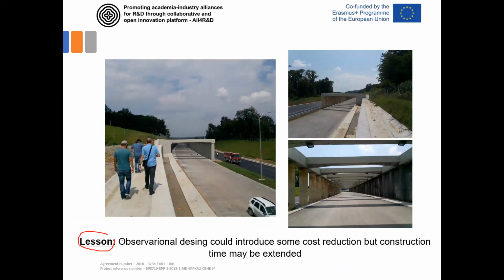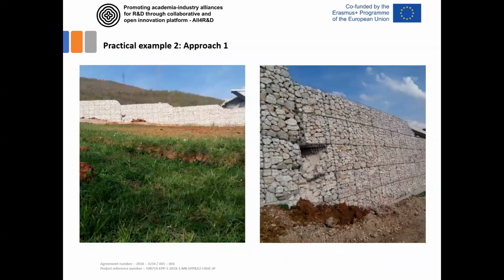What is the lesson after this? Well, maybe observational design could introduce some cost reduction. Maybe after the drilling of these piles, some additional information about this location was known, and maybe the piles could be a bit shorter. Maybe the spacing between piles could be larger. Of course, this could reduce the cost, but maybe it would introduce some problems to the dynamic schedule of the works. So in the end, with this information, this can be considered a successful project.